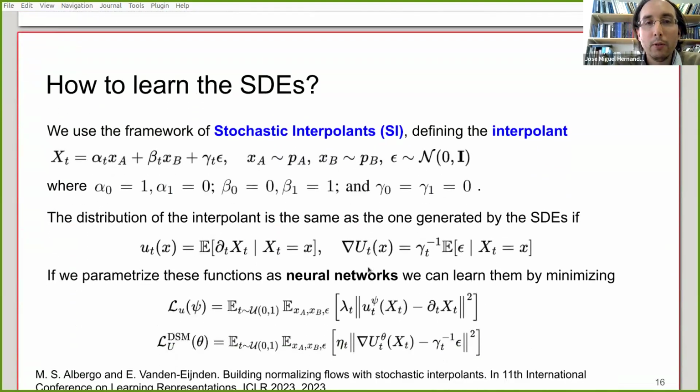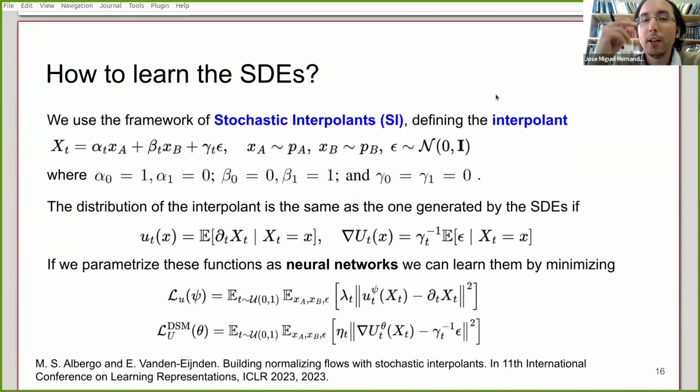What I didn't tell you is how to learn the SDEs, because initially you only have samples from the A distribution and the B distribution, and that's what we are going to have. We can learn these SDEs, in particular the vector field U and the gradient of the energies, using the framework of stochastic interpolants.